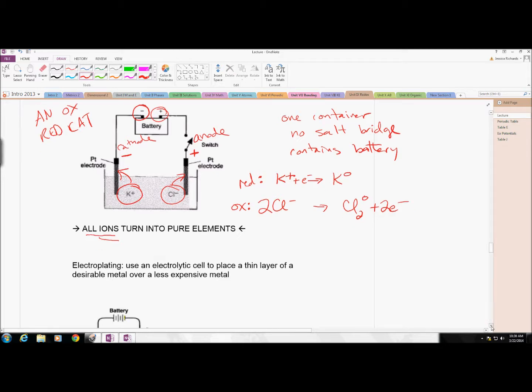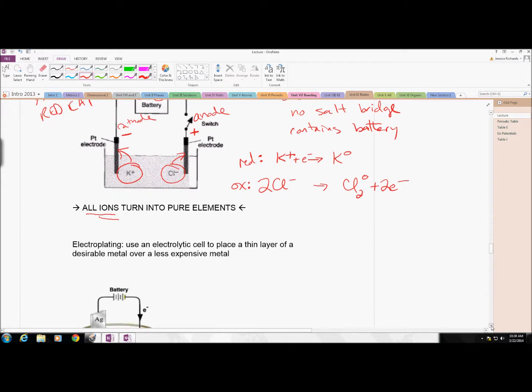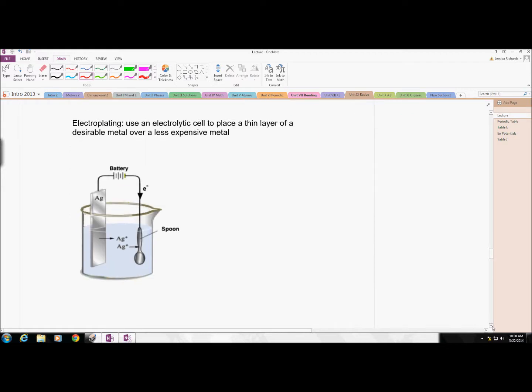We use electrolysis, one, to get pure metals from group 1 and group 2 because you can't do it any other way. But the other use industrially is in something called electroplating. So if we want to put a thin layer of a very expensive metal on top of a cheaper metal, making things out of pure silver or pure gold or even pure platinum becomes very expensive. Or we want to galvanize a piece of iron or steel with zinc so that it doesn't rust as quickly. We can use this electroplating technique.